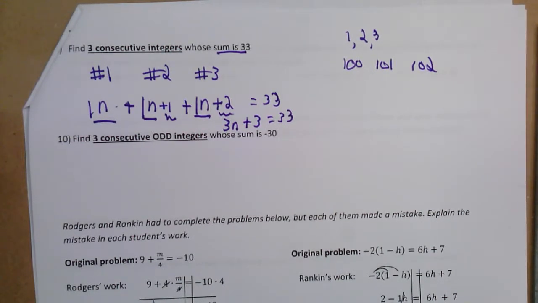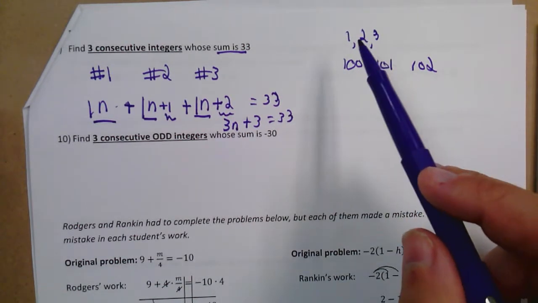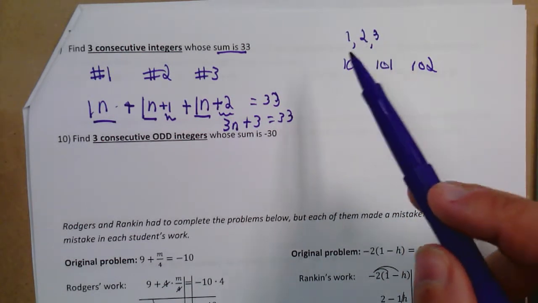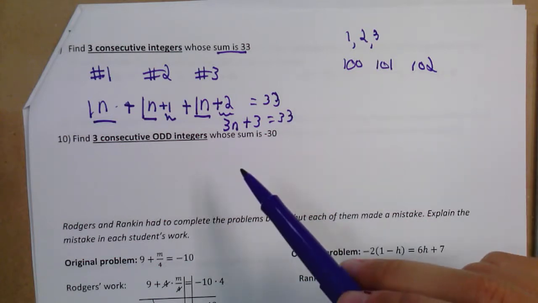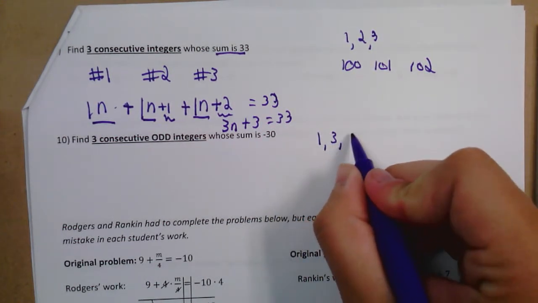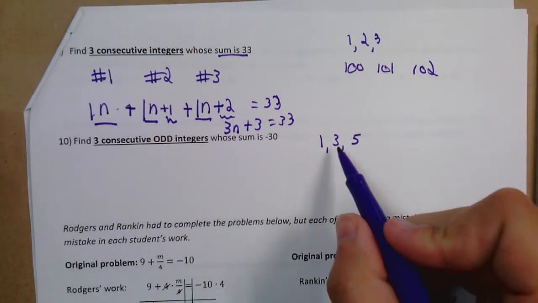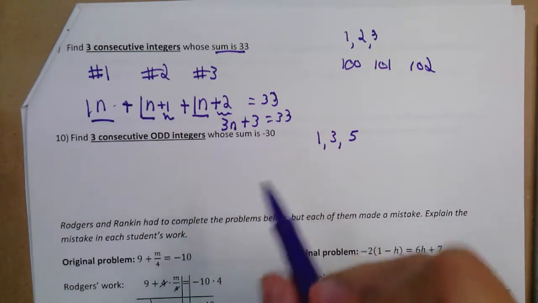If you look at our examples over here, 1, 2, 3, 2 is not an odd integer. So if I tried this one, 2 is not odd. It would not fit this criteria. But if I chose 1, 3, and 5, those are all odd numbers. And they are consecutive because the numbers in between are evens, so they don't count as consecutive odd integers. However, when I add these up, it does not give me 30.